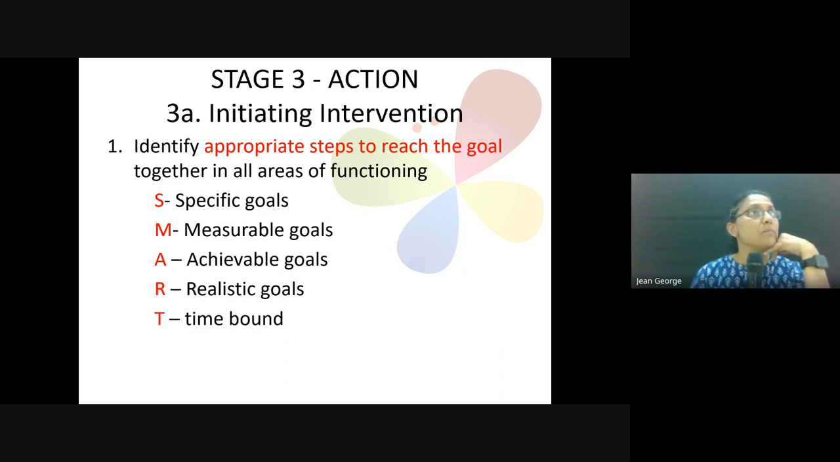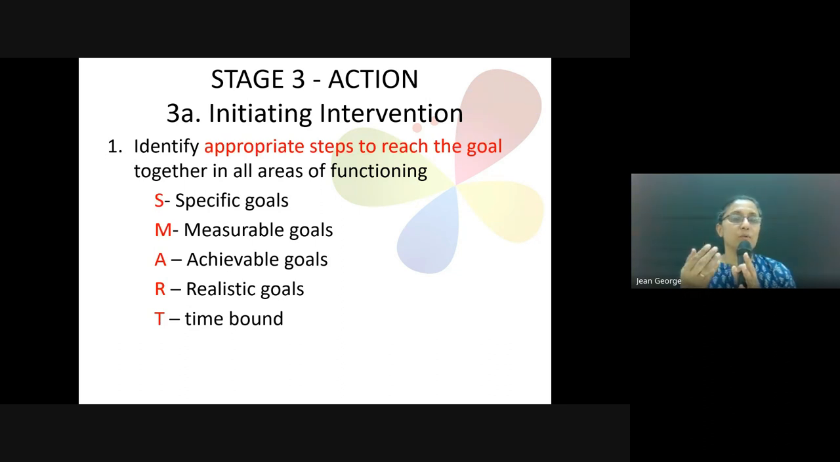Okay? Achievable. It's something that you should be able to achieve. It shouldn't be so large that it is unachievable. Like he's saying, okay, from tomorrow I'm going to become a rock star. It's not achievable right now. Okay? R is realistic goal. So what is the first step to get rid of alcohol? Maybe call a few rehabilitation centers or go to a doctor first. That's the first realistic goal. And T is time bound. There should be a certain time for the goal. When would you like to see that goal achieved? Okay, so that's what we call SMART goals.